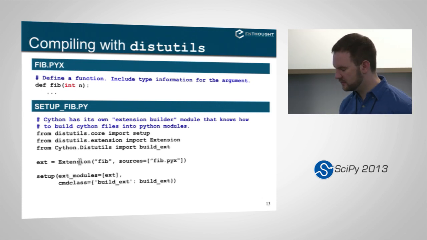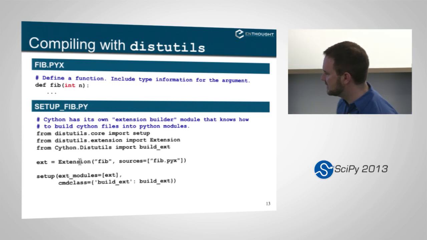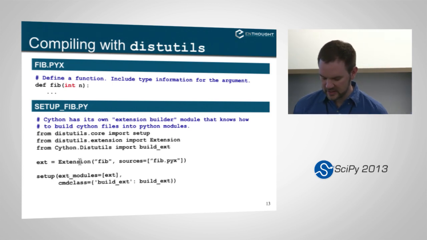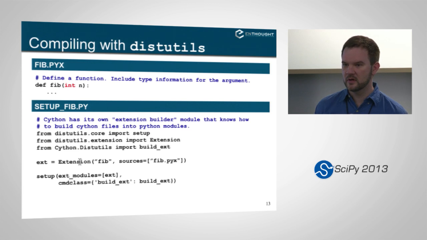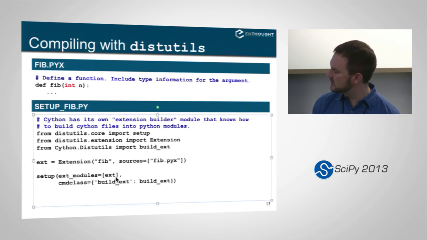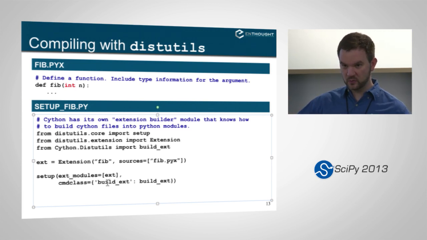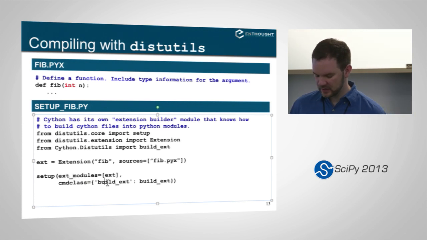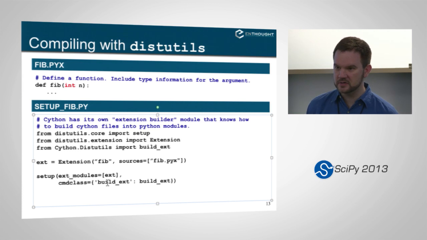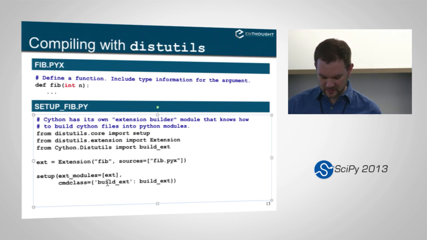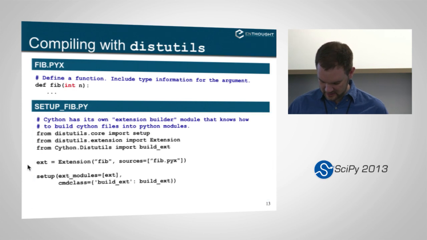And the way you fire that off is by calling the setup function using this syntax. You give it the extension modules. You can have more than one extension module here, which is why you give a list of extension modules. And this command class is just tying in Cython's ability to run the Cython command automatically for you. So that's all that's going on there. This is kind of boilerplate that you use for using Python's distutils to compile Cython source code for you. So let's see that in action here.